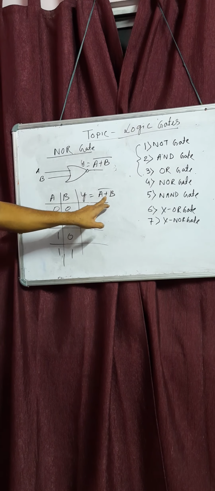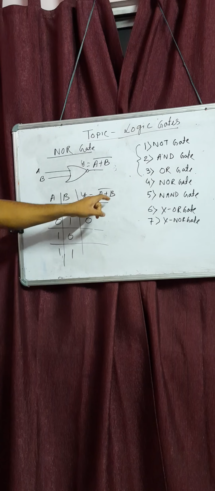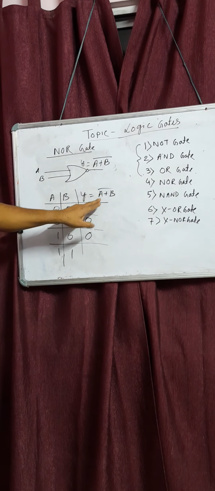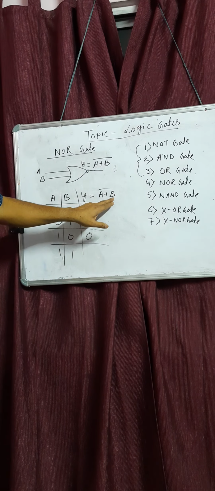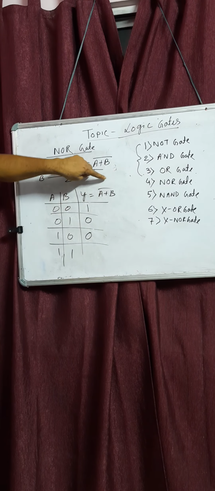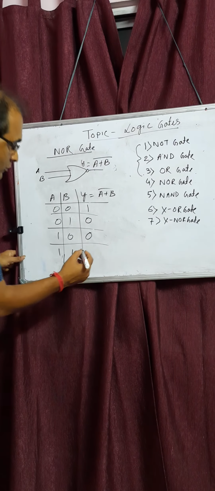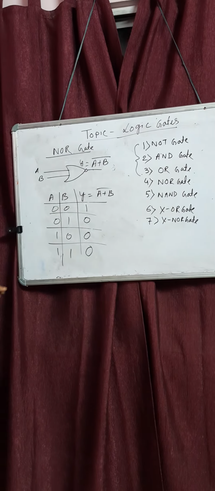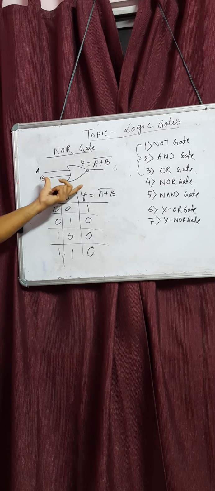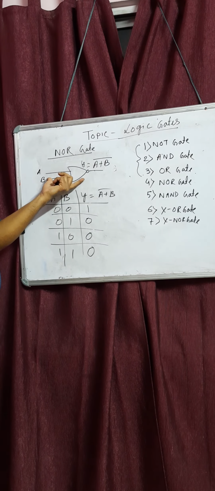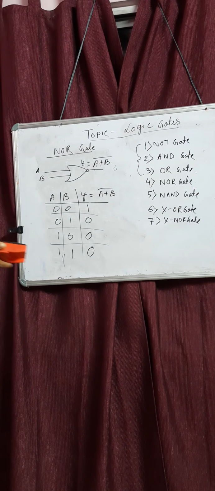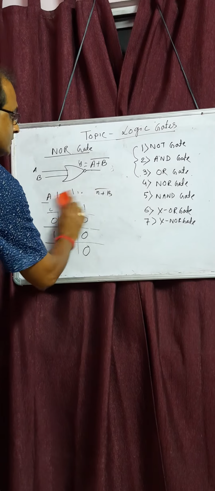Next, A is equal to 1, B is equal to 0. So 1 plus 0 gives 1, and its complement gives 0. Again, A is 1 and B is 1. In case of Boolean addition, output will be A plus B is equal to 1. But here the complement is there, so output will be 0. So this is the truth table of your NOR gate, and this is the symbol of your NOR gate. Now I will discuss the XOR gate.